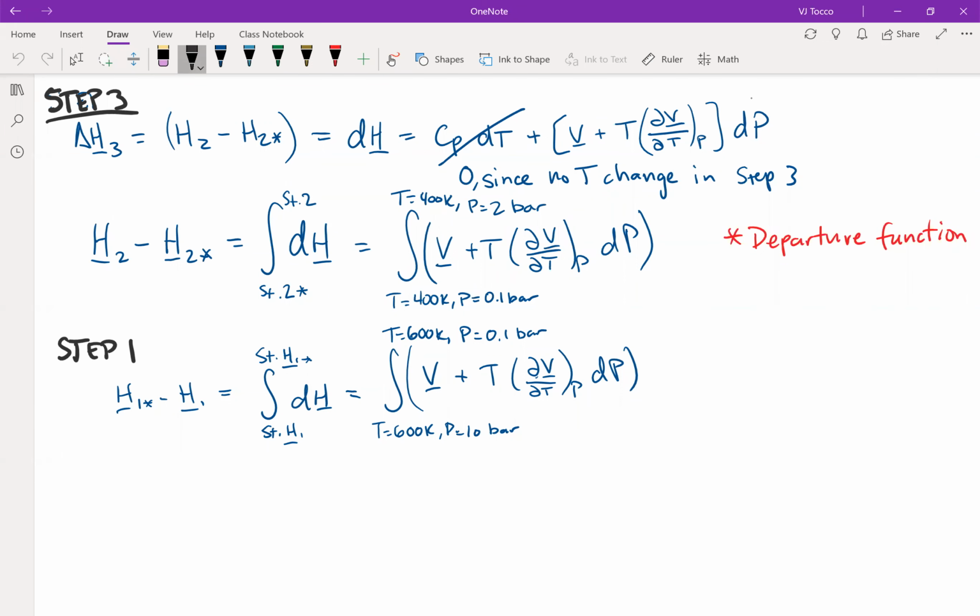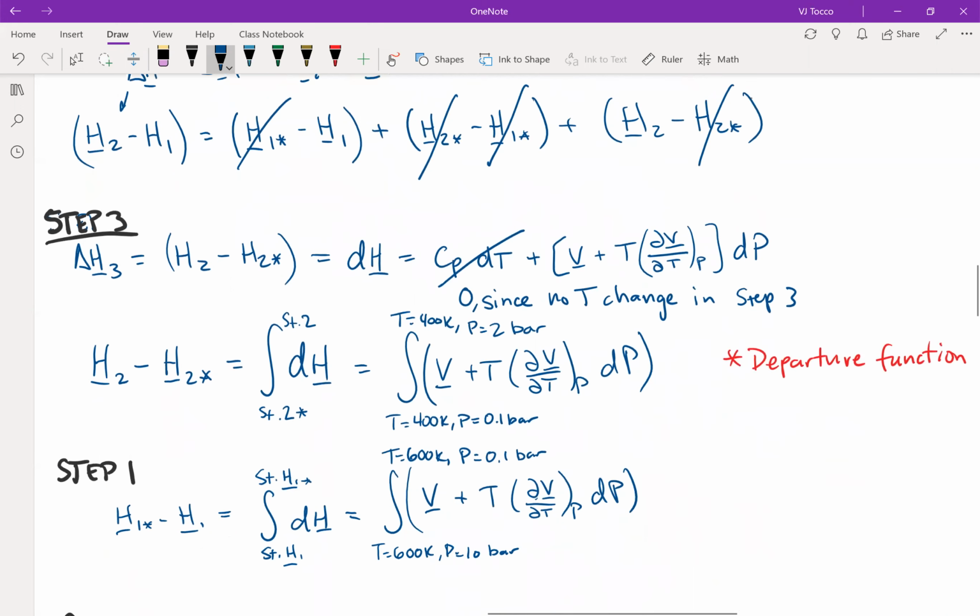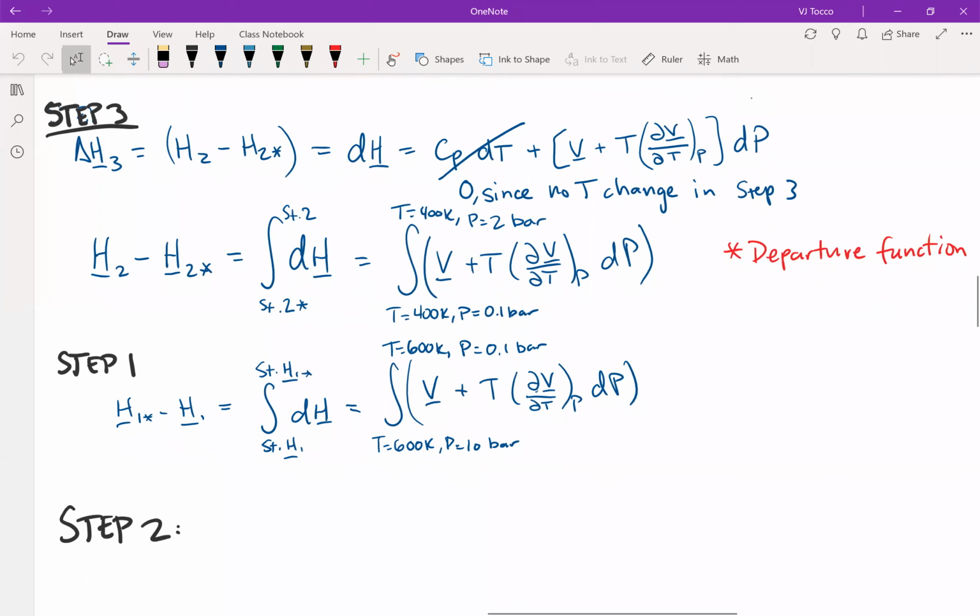All right, now step 2. I'm going out of order here. I'm trying to do it in a logical order, and that happens to not be chronological. Remember, step 2 from up here was a change of temperature at constant pressure. So if I start with the same formula again, now dP is going to cancel, and dH, which is going to be H2 star minus H1 star, is the integral of dH is equal to the integral of Cp dT. And T is going from 600 to 400.